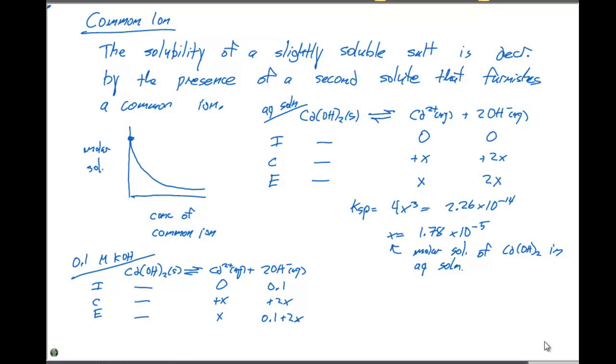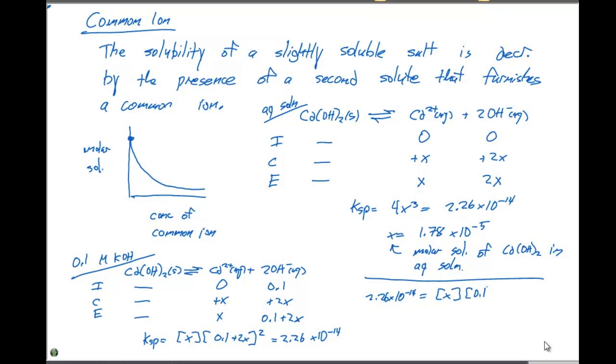So when we write this KSP expression, we can write it as the concentration of x times the concentration of 0.1 plus 2x, that quantity squared. Again, this is going to equal 2.26 times 10 to the minus 14. Since our k is so small, this is nice because we can make an approximation. And we can approximate that 0.1 plus 2x is going to be roughly equal to 0.1. So our 2.26 times 10 to the minus 14 is going to be equal to x times 0.1, that quantity squared.